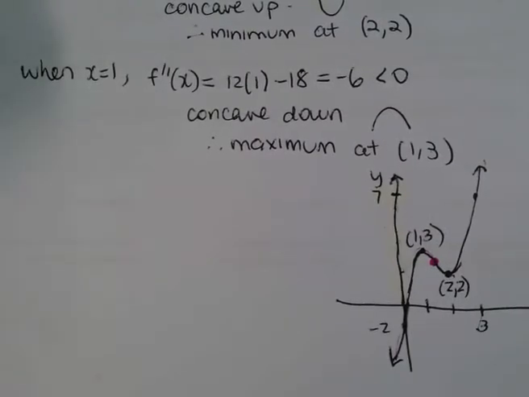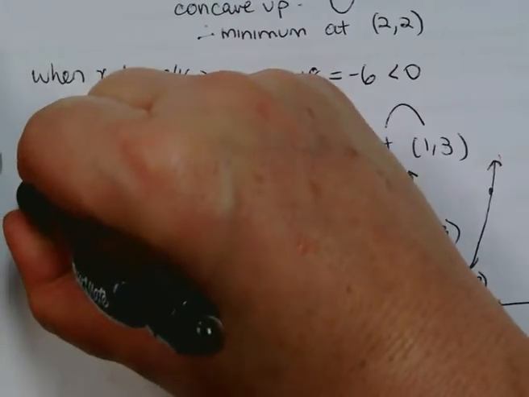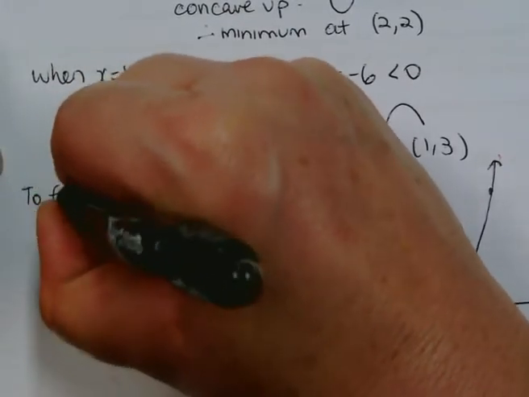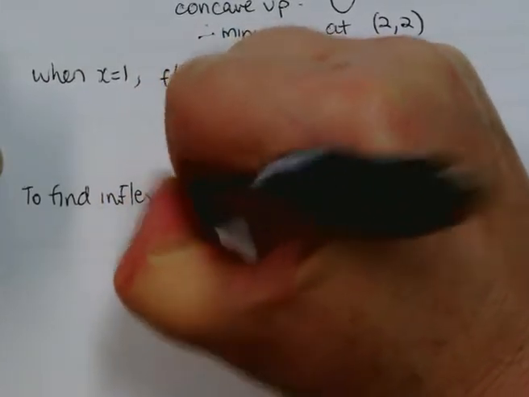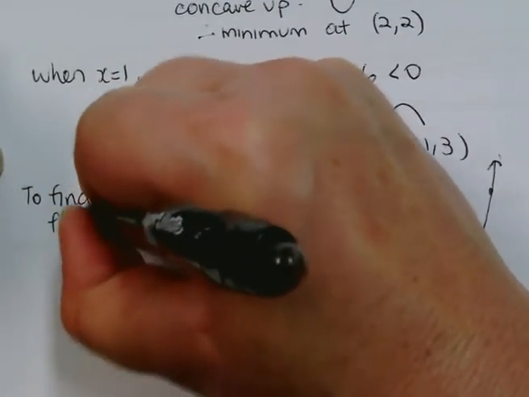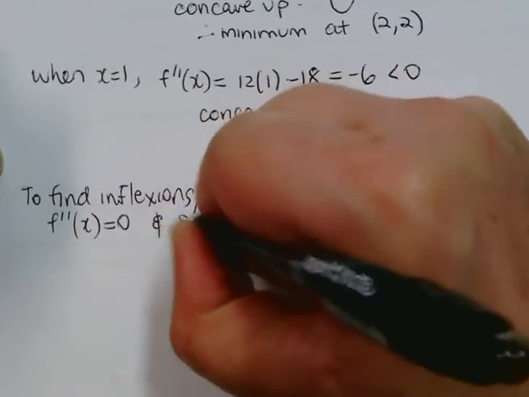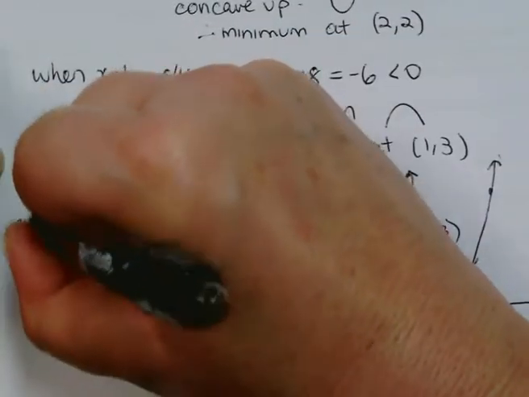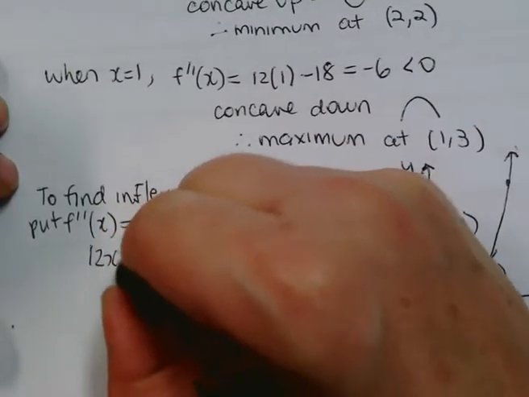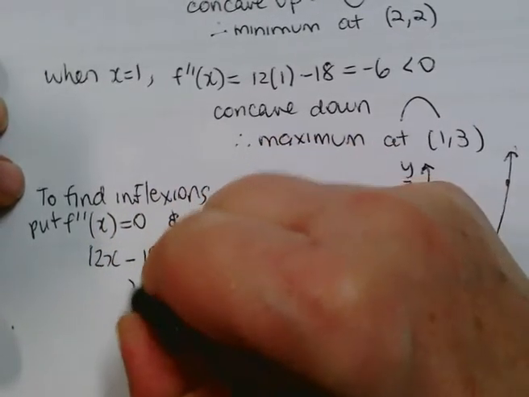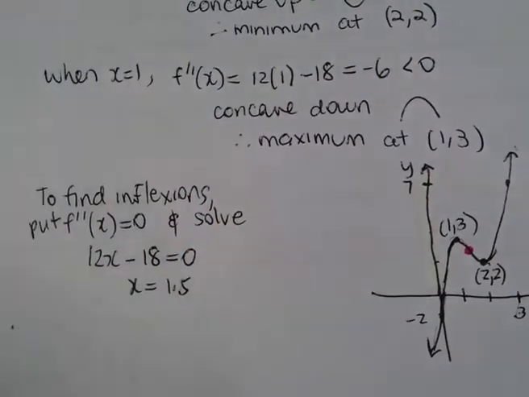You put the second derivative equal to 0. So, actually, I think this is in the next exercise, but we'll just do it now. To find inflections, we put the second derivative equal to 0 and solve. So let's do that. The second derivative is 12x minus 18. Put that equal to 0. We get x is 1.5, amazingly.